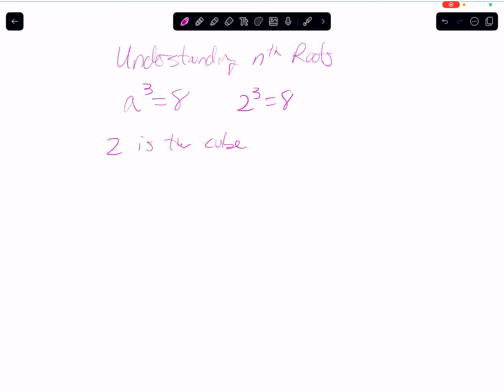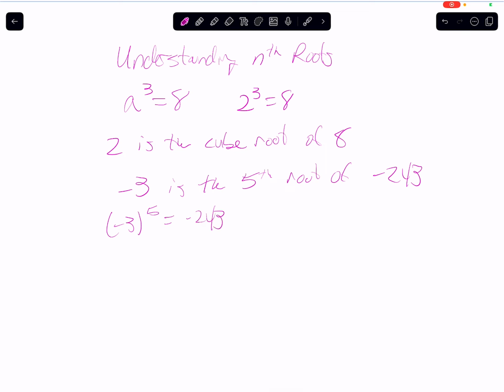cube root of 8. The nth root of a is the number that when raised to the nth power gives a. For example, -3 is the fifth root of -243 because -3 raised to the fifth power is equal to -243.